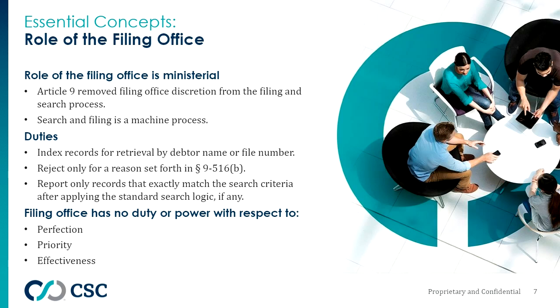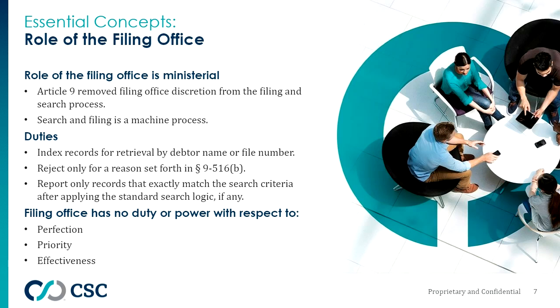The duties of the filing office are to index the records for retrieval by debtor name or file number. They can reject only for reasons set forth in 9-516(b), and report only records that exactly match the search criteria after applying the standard search logic, if any. So again, their search logic can be very varied depending on the state. In some states, the search logic is exact, including punctuation and spaces. In other states, the search logic is very forgiving.